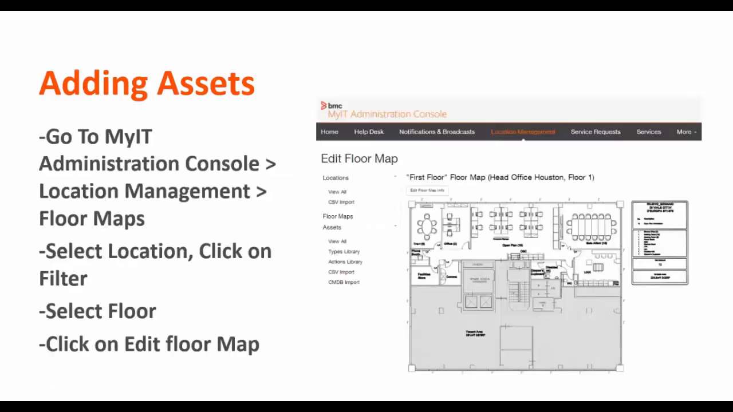In order to add a new asset, you can go to MyIT Administration Console, Location Management, and to Floor Maps. Select the location, select the floor, and click on Edit Floor Map. Add your assets to it and save the changes.